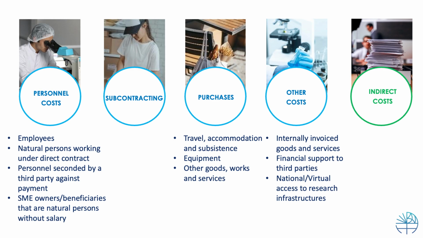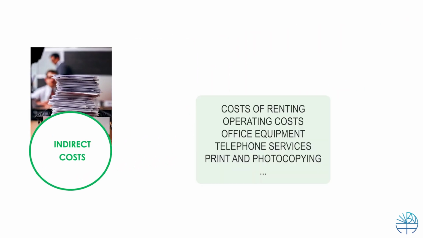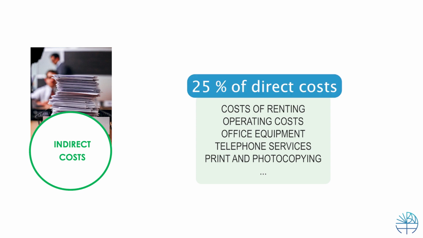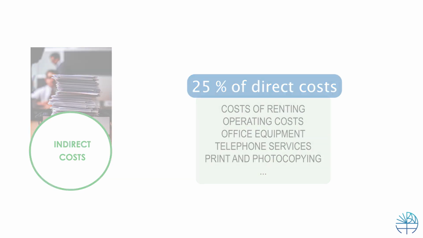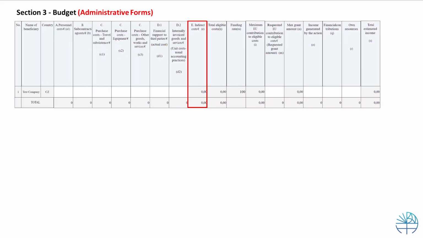Indirect costs are costs which are necessary for implementing the project, but are not directly linked to it. Typical examples include costs of renting, operating costs, cost of office equipment, costs incurred for telephone services or print and photocopying costs. Indirect costs are automatically calculated in the budget table as 25% of direct costs, excluding subcontracting and cost categories that already include indirect costs. Since this is a flat rate, the composition of planned indirect costs does not need to be specified in the project proposal.